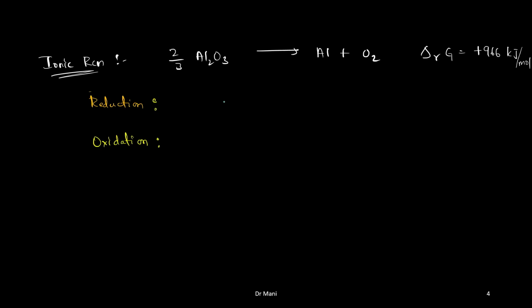So let's see what the reduction is. First, suppose aluminum is there, Al, in ionic state +3. So this Al3+ will gain 3 electrons so that it turns into Al. Yes or no?